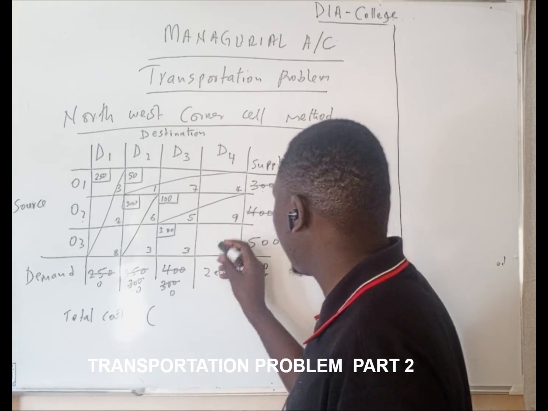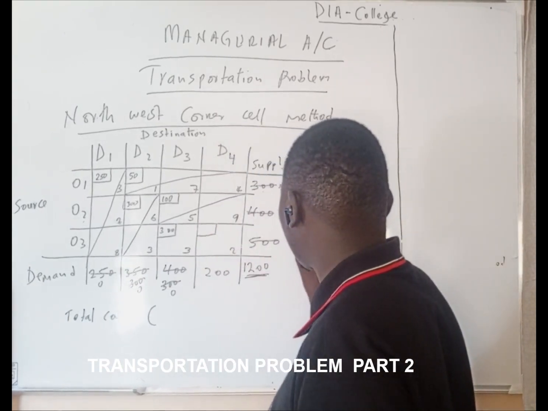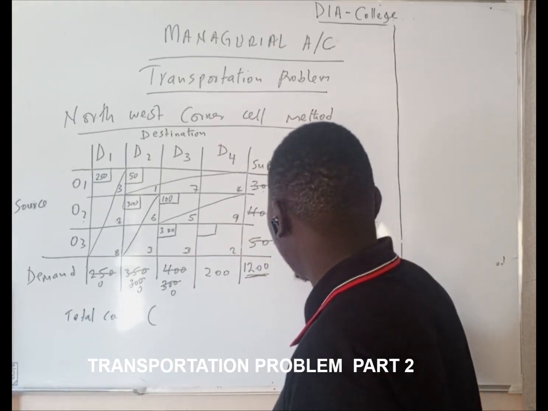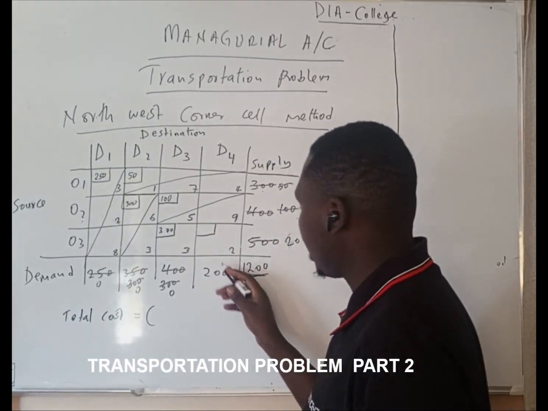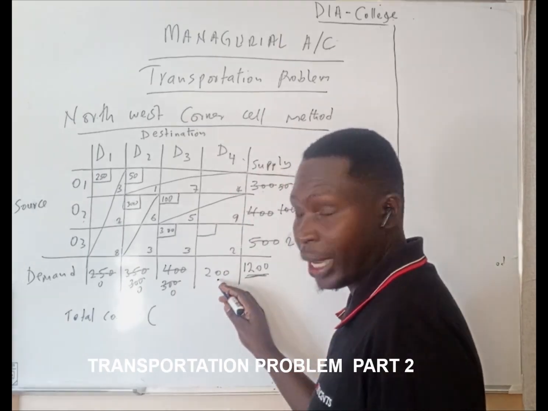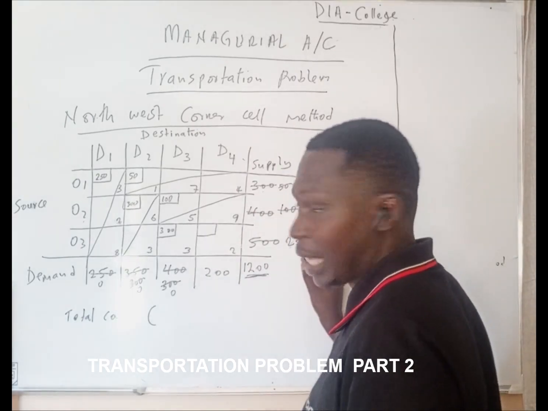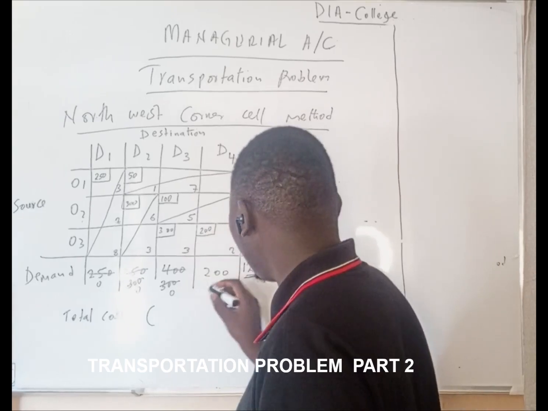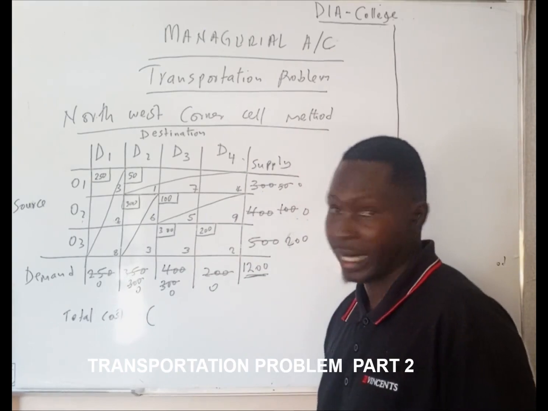So my last cell is this. So I'll have to allocate what is remaining. Of course, I have given here 300, 200 remains here. Now, this last cell here, the demand destination 4 needs 200. So what is remaining is 200 in the supply source 3. So I will allocate those 200. And I would have fully done my allocation in that cell.